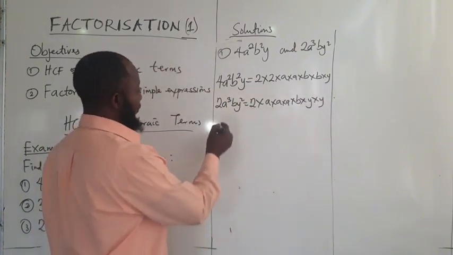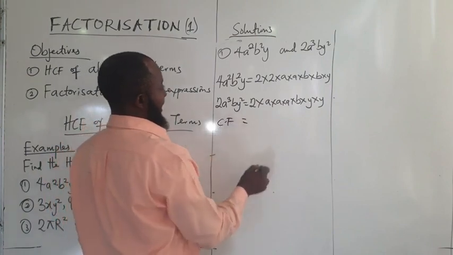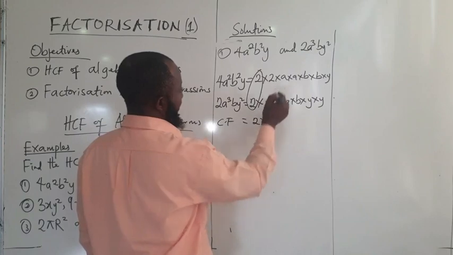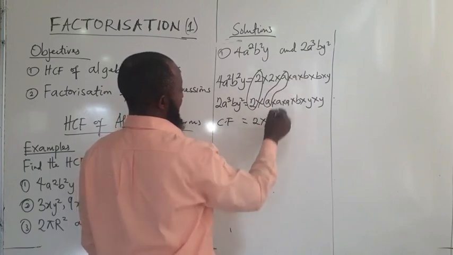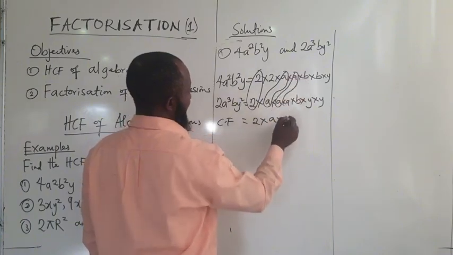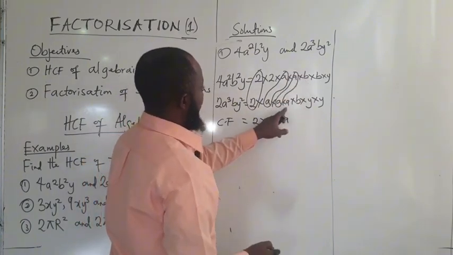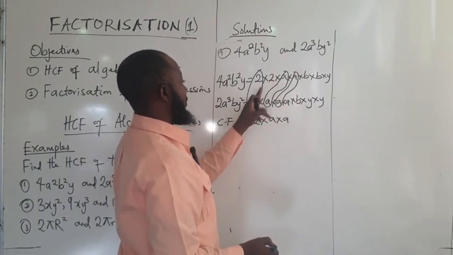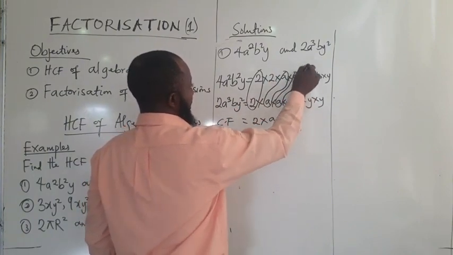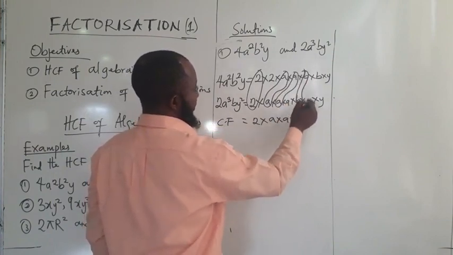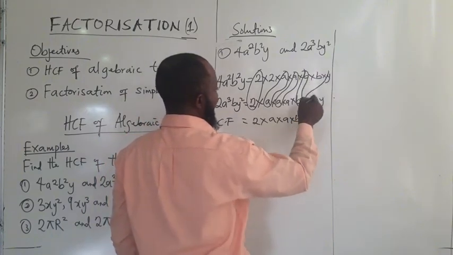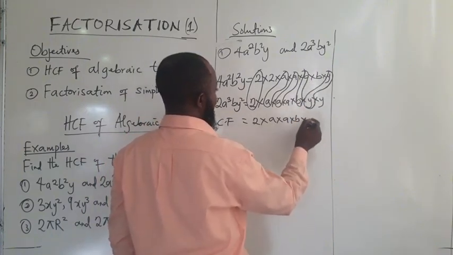So from here we now look for common factors. What are the factors that are common? 2 is common, so I'll write 2. Times A is common as well, I'll write A. Times A is common again, I'll write A. We have A, we don't have A again. We have 2 here, we don't have 2 here, so it's not common. Then B is common, right? So multiply by B. B is here, we don't have another B again. Then we have Y here and Y here, so that means multiply by 1.